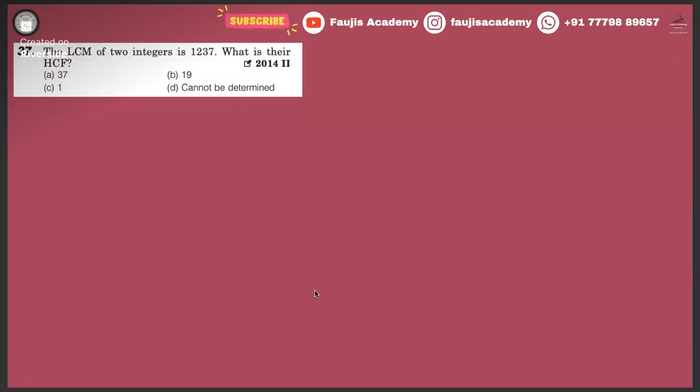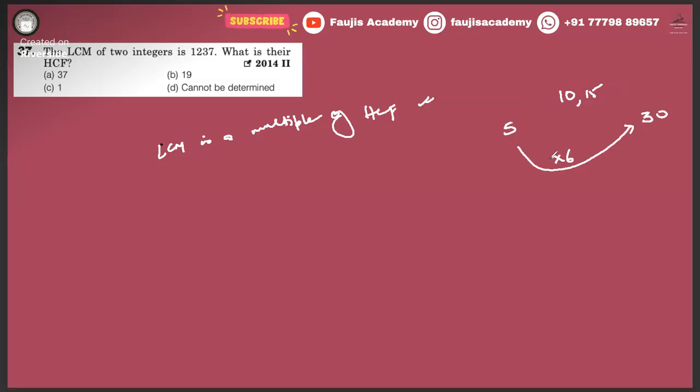Tell the answer. Basically, we have to check whether 1, 2, 3, 7 can be divided by the given numbers or not. Right? Why? Because LCM is a multiple of HCF. If you have doubt in this, you can ask. Is it the multiple of that? Which means 1, 2, 3, 7 has to be completely divided by the numbers.